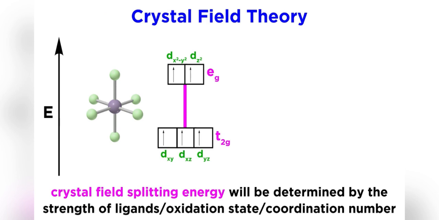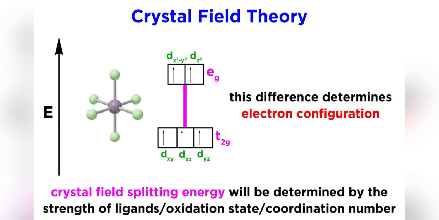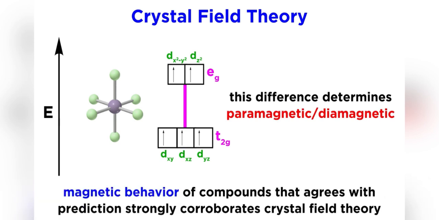So to reiterate, the strength of the ligands surrounding the metal atom, along with other factors like oxidation state and coordination number, will determine the magnitude of the crystal field splitting energy, or the difference in energy between the T2g orbitals and the Eg orbitals. This in turn will determine the electron configuration and thus other characteristics of the complex, such as paramagnetism versus diamagnetism, and the corroboration of the predicted magnetic behaviors of different coordination compounds is very strong evidence in favor of crystal field theory.